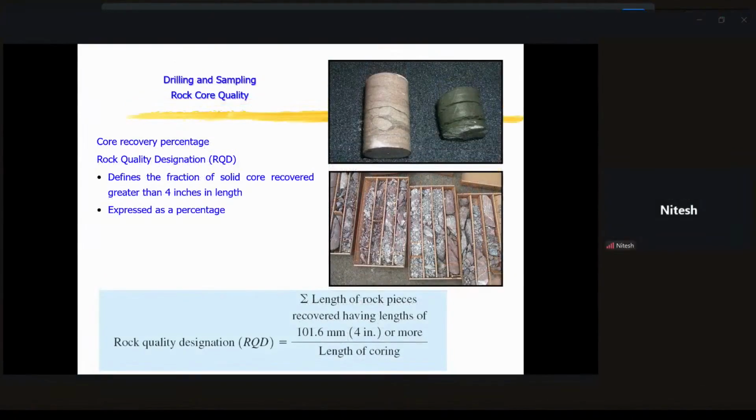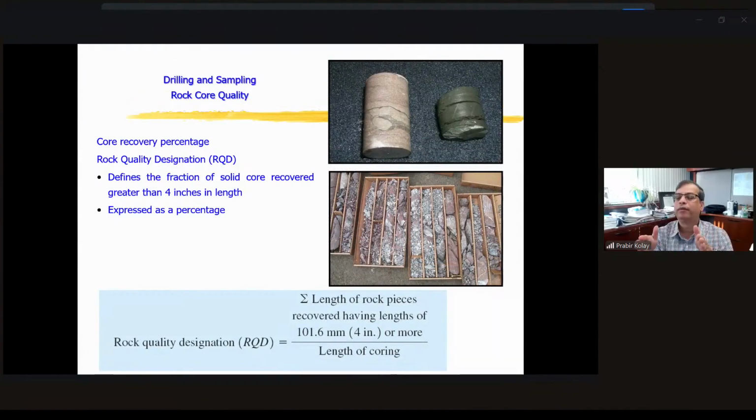The total length of the core to recover the rock sample. So then you can calculate the rock quality designation value. So basically, you need to add the recovered sample pieces longer than 4 inches, divided by the length of the core.